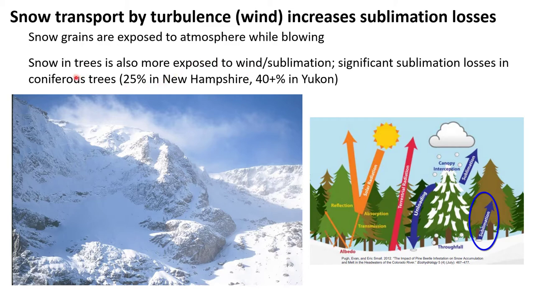So for example, in coniferous trees, about a quarter of all of the snowpack is lost to sublimation losses in trees in the state of New Hampshire. More than 40% is estimated in the Yukon. In Colorado, it depends on where you are. Up on Niwot Ridge, where there's a snow study course, the estimates are typically between 10 and 15%.